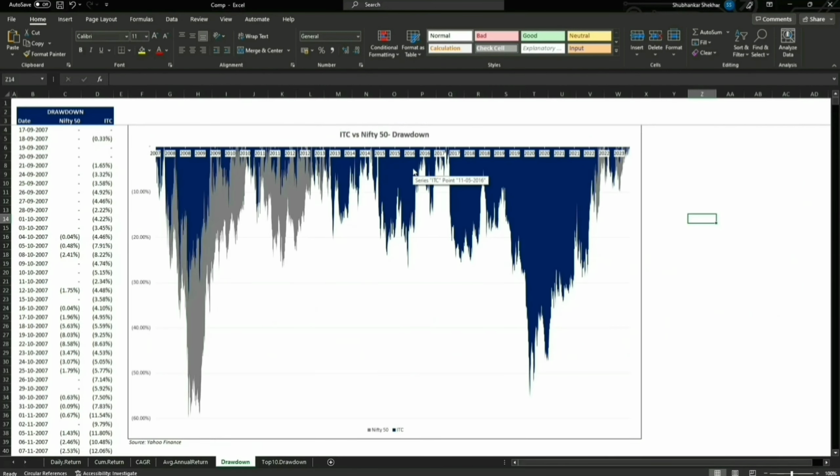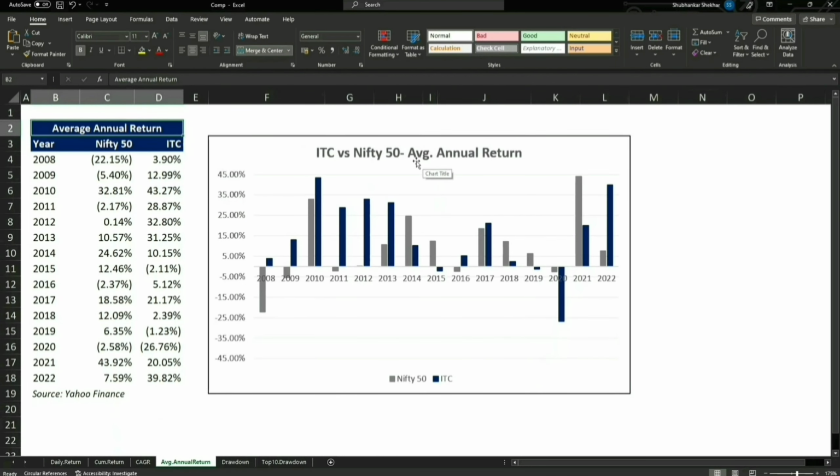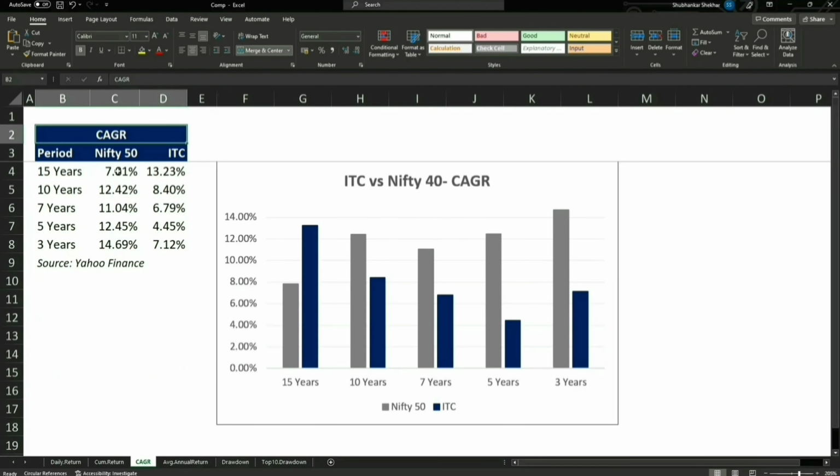Also, I have created this drawdown chart here, and here you can see the average annual returns of Nifty 50, right? You can compare these side by side for each year. The calculations here are similar to what you must have seen in my previous video on how to calculate drawdown, right? Similarly, the CAGR calculations are the same.